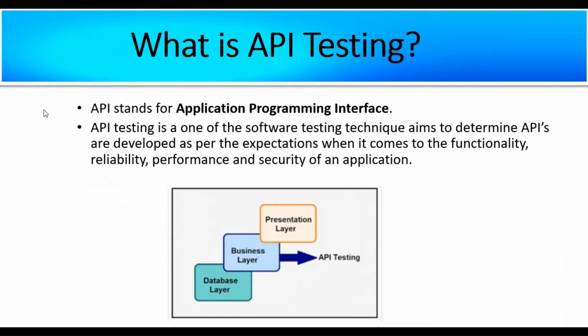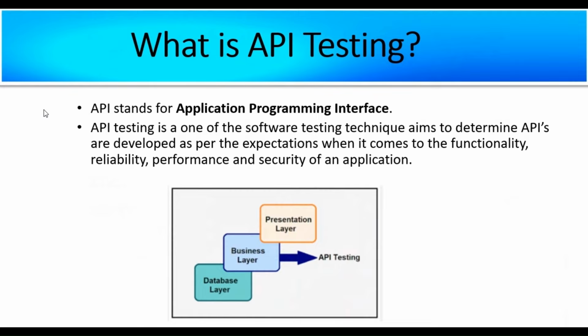If you look at this diagram, we have a total of 3 layers. The first is the presentation layer, the second is the business layer, and the third is the database layer. In the business layer, APIs play a key role, so that's where we perform the API testing. The presentation layer is the UI or the web application, and the database can be any database where data can be created, updated, or deleted.